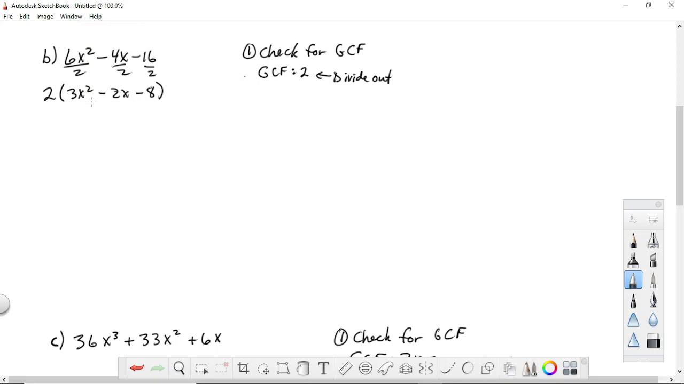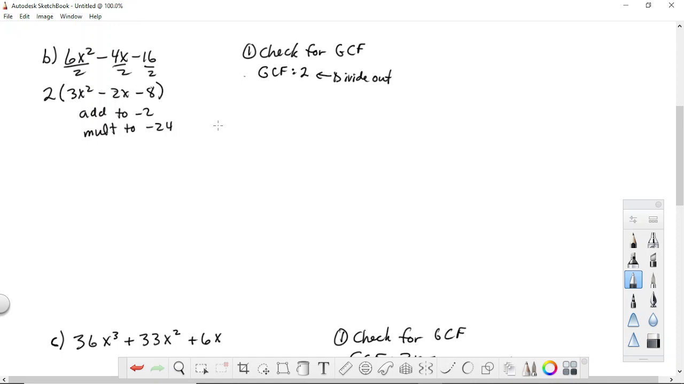So now we need to factor what's in the parentheses here. This one does not have that simple case where a is 1. So we're going to have to do the AC method, the AC split the middle method, that is. And so that means we want to find two numbers that add to negative 2 and multiply to the product of a times c, right? The 3 times negative 8, that is negative 24. So two numbers that multiply to negative 24.